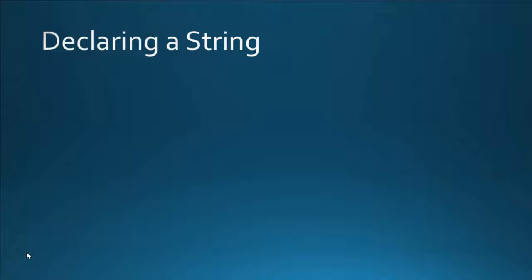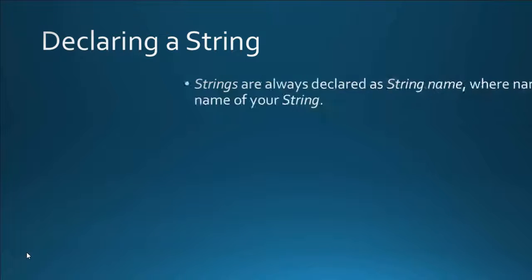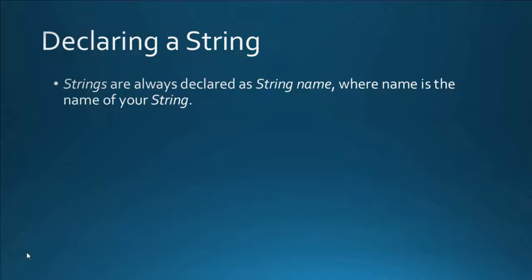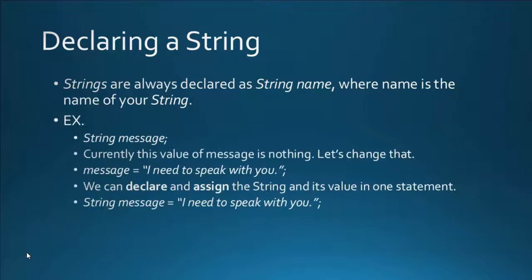And much like variables, we can declare and initialize objects. So let's say strings are always declared in the following format: String name, where name is the name of your string. So it could be String first, String second, String word, String sentence. And name is interchangeable with whatever the name of your string is.